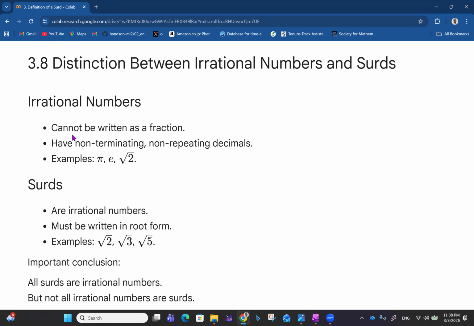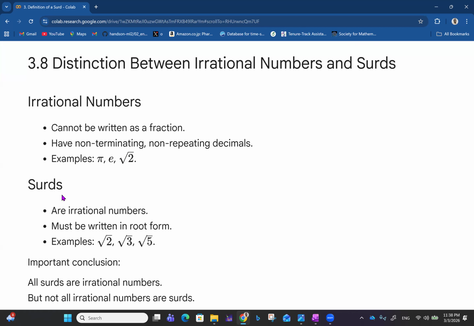So irrational numbers cannot be written as a fraction, just like we've seen. They also have non-terminating, non-repeating decimals. If you have terminating and repeating decimals, you can still write them as rational numbers, just like we saw in the last video or so. Examples of irrational numbers are pi, e, and root 2, right? So these are irrational numbers.